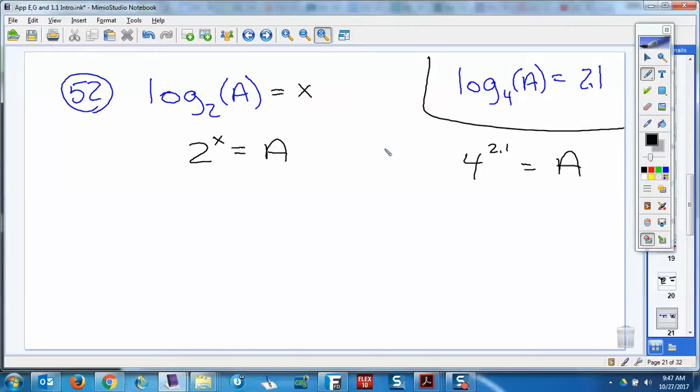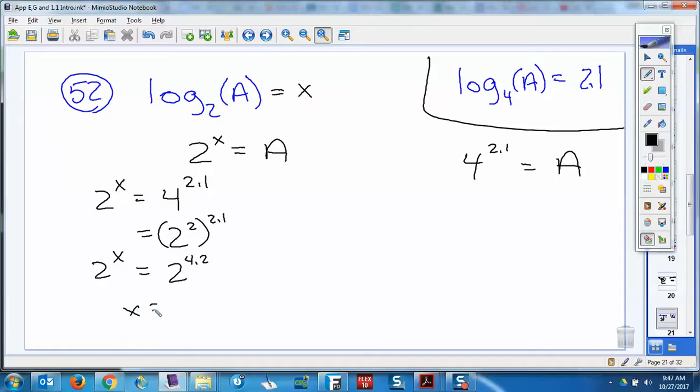Okay, now I look at these two, and they both equal A. So 2 raised to the x would equal 4 raised to the 2.1. How can I make those equal? Make that 4 into 2 squared, right? And what do you do when you have a power on a power? Multiply. And so x would be 4.2. That'd be one way to do it. Anybody do something different there? You may have a different idea.